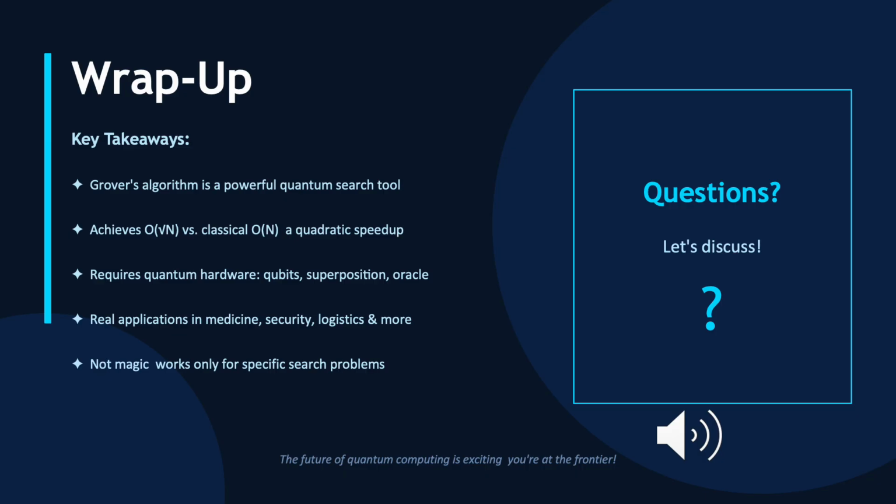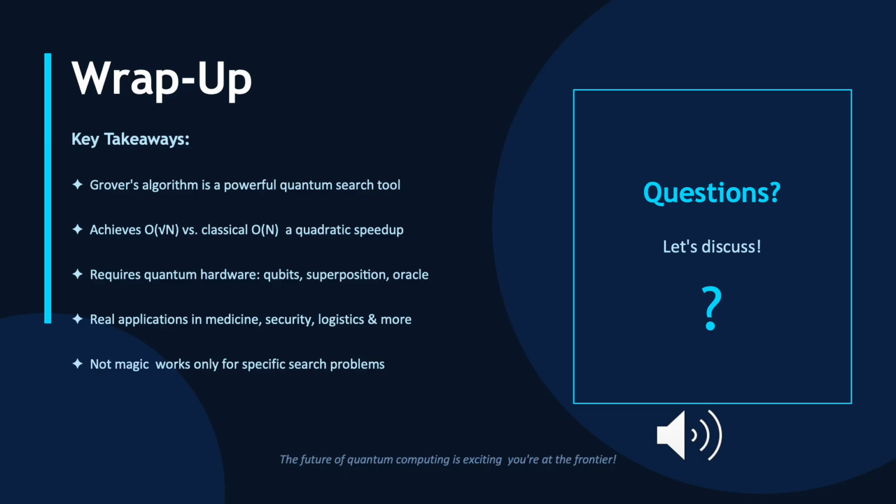So let's recap the big ideas from today. Grover's algorithm is a quantum search algorithm invented by Lov Grover in 1996. It searches unsorted databases in approximately square root n steps compared to the n steps needed by classical computers. This is called the quadratic speedup, and it is the best speedup possible for this type of problem.